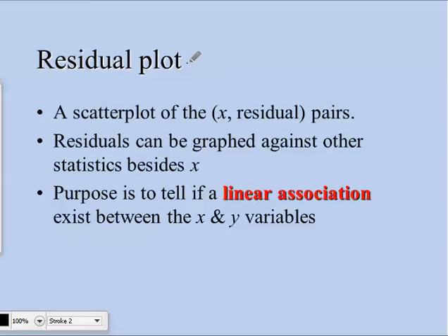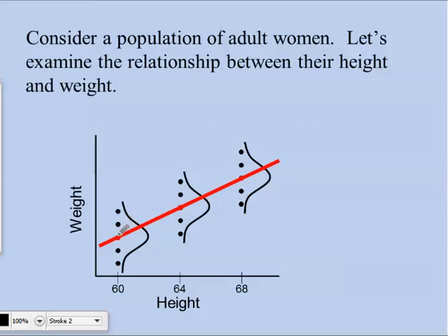But we can plot that residual information. A scatter plot of the x versus the residual pairs. The residuals can be graphed against other statistics besides x, but the purpose is to tell us if a linear association exists between the x and the y variables. When we do that, we're going to get a specific type of line.